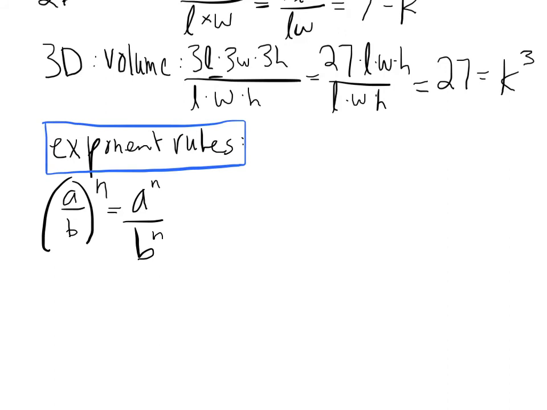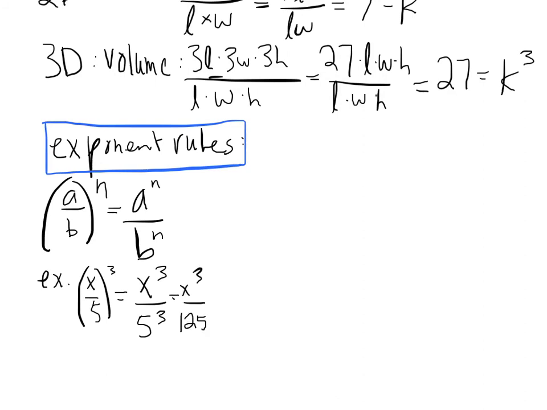So if we had an example, if I had x over 5, cubed, that would be x cubed over 5 cubed. So 5 times 5 is 25, times 5 is 125. So it'd be x cubed over 125. All right. The next thing would be, what if we had a times b to the n? And that, once again, we have to distribute to both of them. So we have a to the n times b to the n.